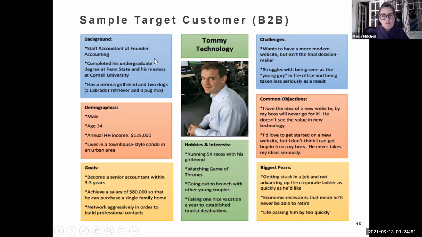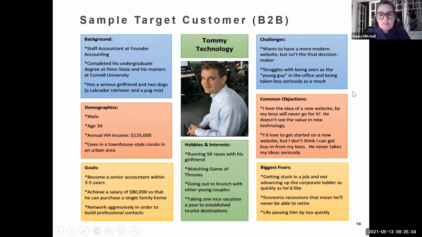So he completed his undergraduate degree at Penn State, his master's at Cornell, has a serious girlfriend and 2 dogs. Demographics might not matter as much, but goals matter a lot for Tommy Technology. He wants to become a senior accountant within 3 to 5 years. He networks aggressively in order to build professional contacts. So he may be open to talking to you, and he may be maybe not the decision maker, but the path to the decision maker.